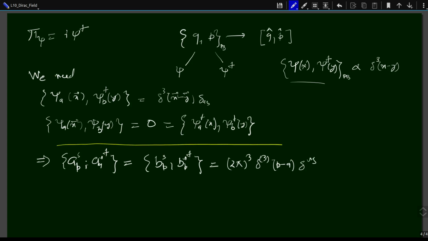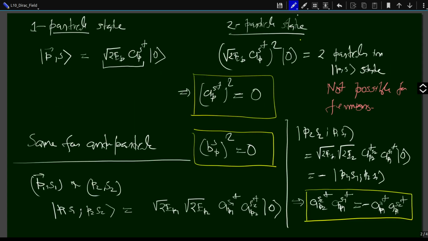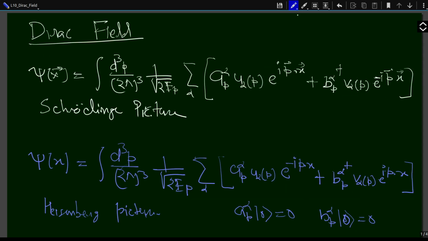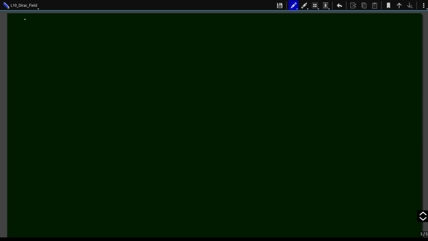So this is something we will have: even the A's and B's will anticommute. To emphasize this even better, let's look at our Hamiltonian. So we can construct our Hamiltonian. Here, have we written the Hamiltonian? No, today we have not written the Hamiltonian. So let's go for the Hamiltonian expression.